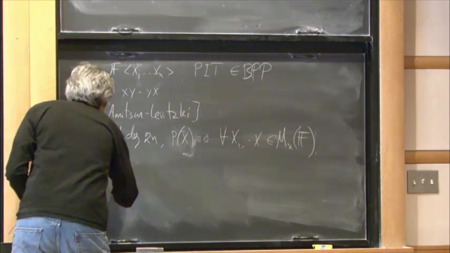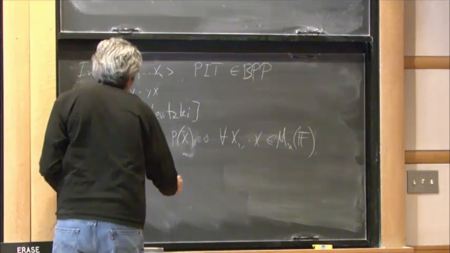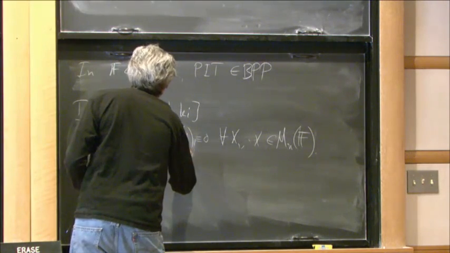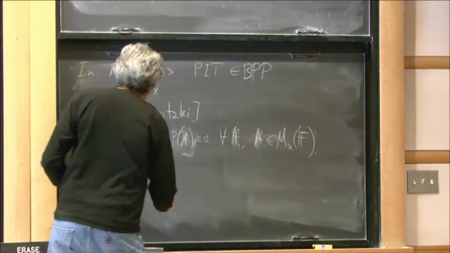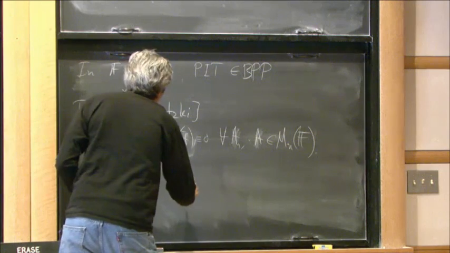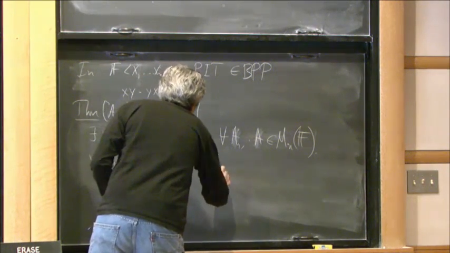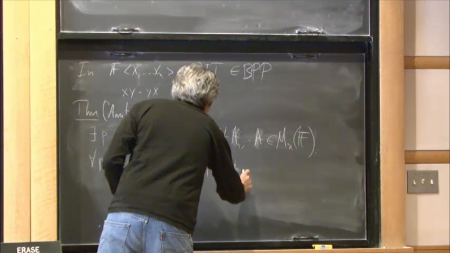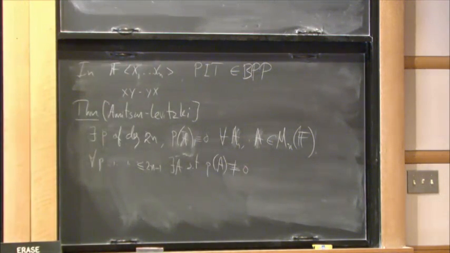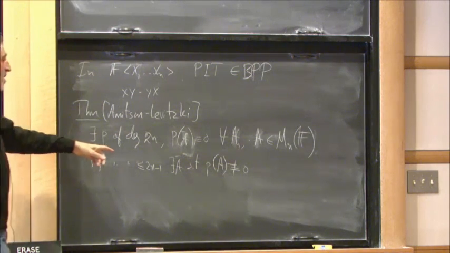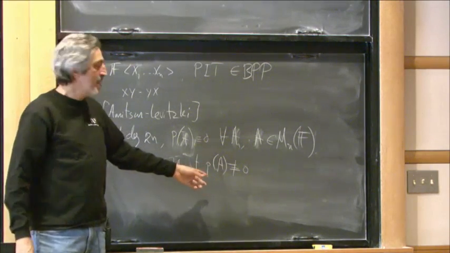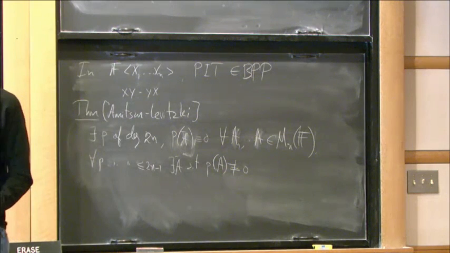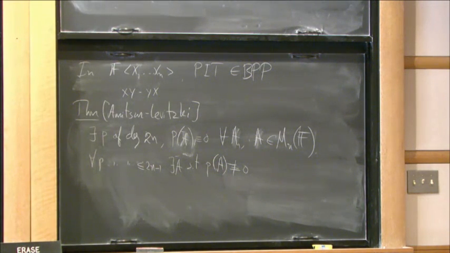for every P of degree 2n minus 1, so maybe I should have called them A matrices better, there exists an A such that P of A is not identically zero. And it's interesting, Eddie, relevant to what you asked, that if you plugged in here generic matrices, matrices of variables, not only would it be non-zero, it will be an invertible matrix. Always. That's a theorem of Amitsur.